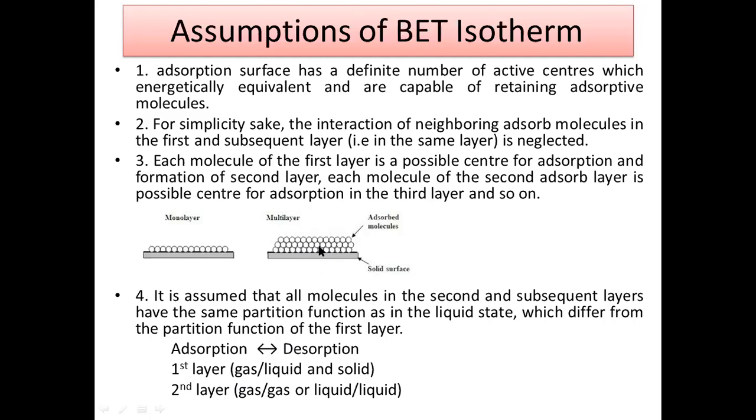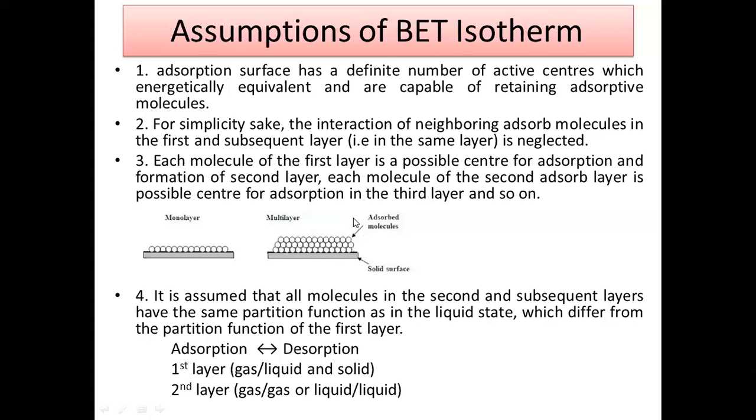Because the second layer may be a gas or maybe a liquid, depending on the nature of the adsorbate. If the adsorbate is a gas, then of course the second layer will be gas, the third layer will also be gas, the fourth layer, the fifth layer, all the layers will be gases. And in case of a liquid, the second layer will be liquid, the third layer will also be liquid, the fourth layer will also be liquid. So that's why the partition function of the first layer is different from the partition function of the second and the third layer.